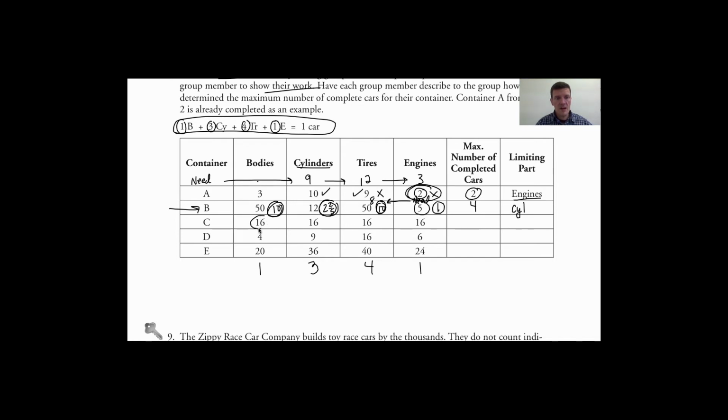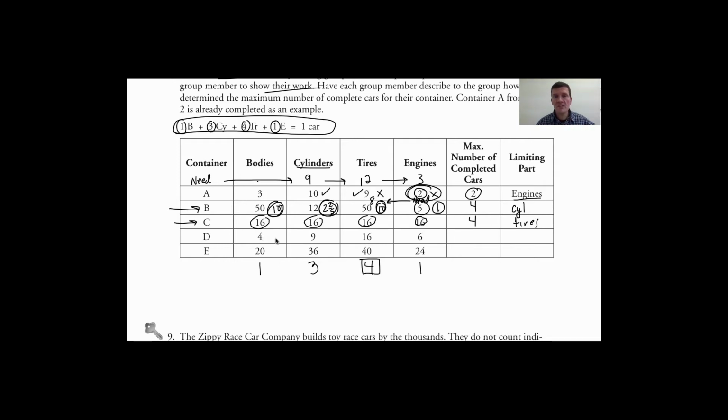If you see that all of these are the same value, by the way, you need the most tires per car. So in this case, the tires are going to be the limiting reactant or the limiting part. 16 tires, I need 4 per car. I can only make 4 cars, even though I've got 16 cylinders, 16 engines, 16 bodies. In this case, it is the tires that are going to stop production. Okay?